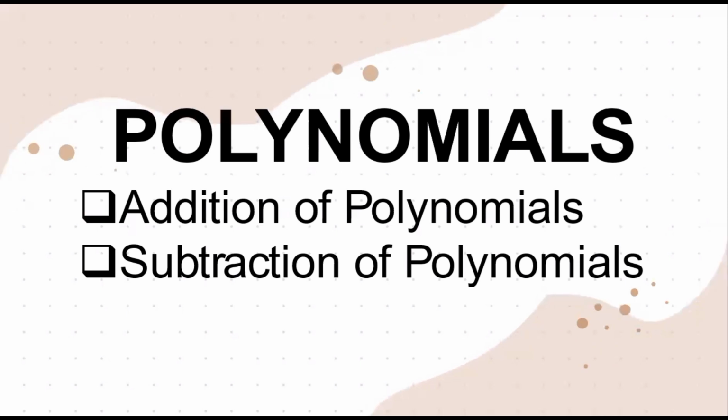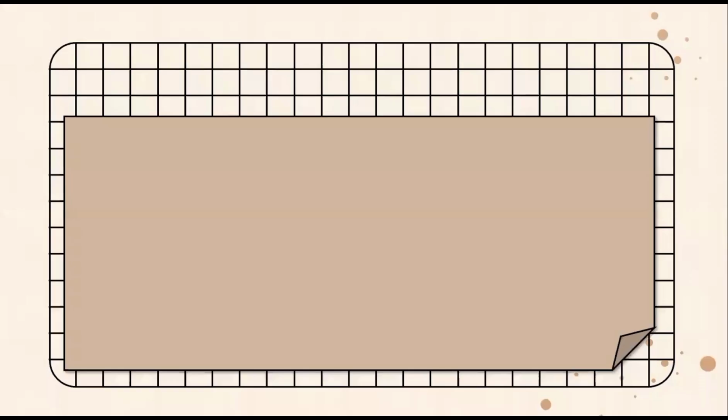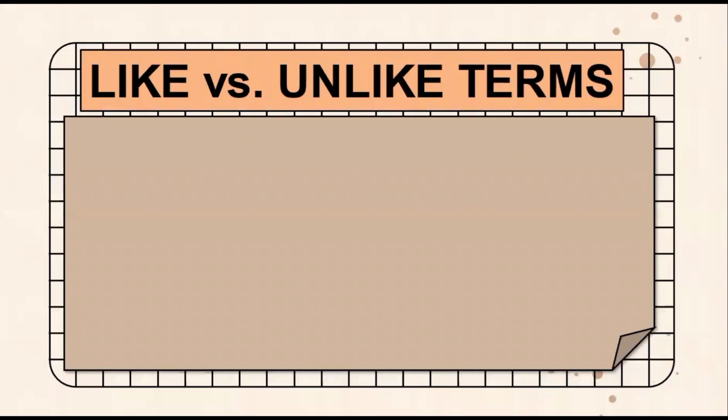In adding and subtracting polynomials, terms that are exactly the same or different only in their numerical coefficients can be combined. That is why we now have what we call the like versus unlike terms. When can we say that terms are like terms and terms are unlike terms? We now have the following examples.